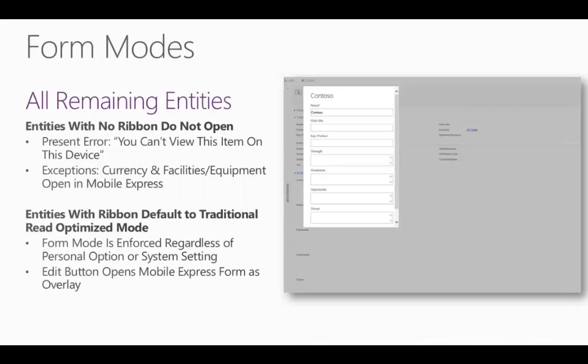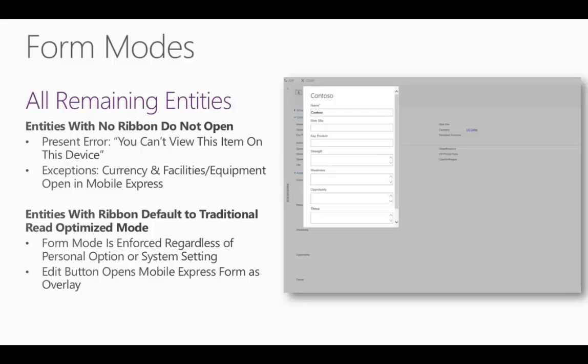When you access all other entity types through lookups, subgrids, or the dashboard, the form experience can vary based on the entity type. Similar to the sitemap entities, this behavior can be further impacted by the presence of script events as well as whether Mobile Express is enabled. Entities that do not display a grid or form ribbon, such as Business Unit, cannot be opened in the iPad experience. If you attempt to open a non-ribbonized entity record, an error will occur that states, "You can't view this item on this device." The only exceptions for this functionality include the currency and facilities and equipment entities. These entities will always redirect to the Mobile Express form.